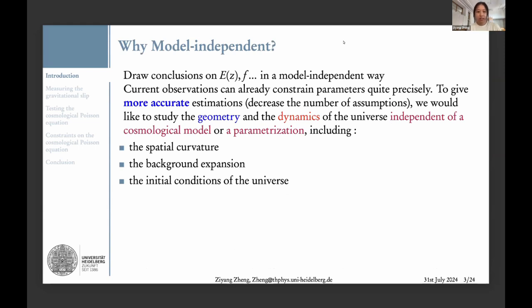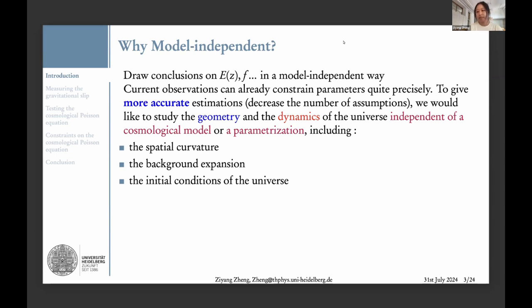The motivation here is, even though from our current observations, for instance from Planck, we are able to constrain the various cosmological parameters in a quite precise way, the results are always based on some assumptions of a cosmological model, for instance, assuming lambda CDM. Here we would like to draw conclusions on cosmological observables, for instance, the expansion rate and the growth rate, in a fully model-independent way in order to derive more accurate estimations, and finally to study the geometry and dynamics of the universe.